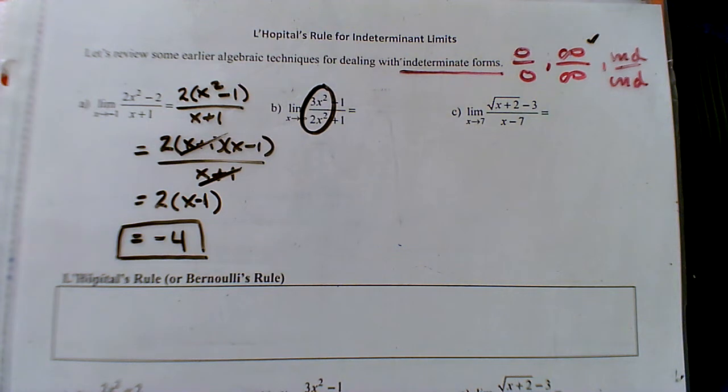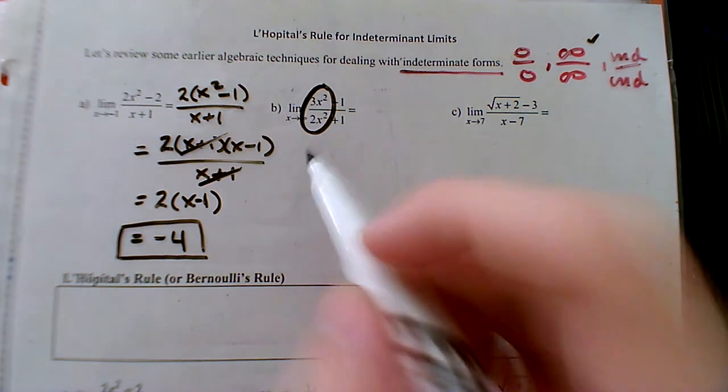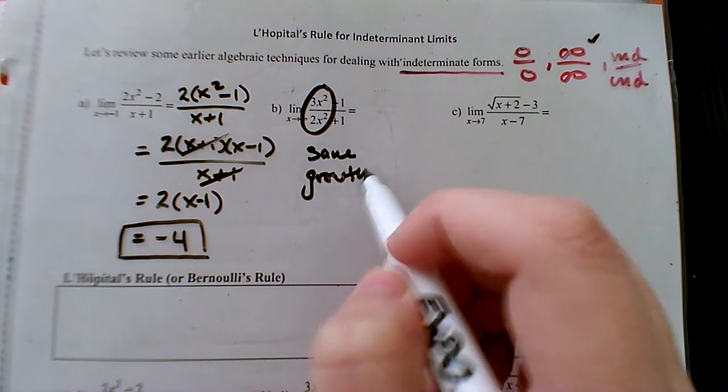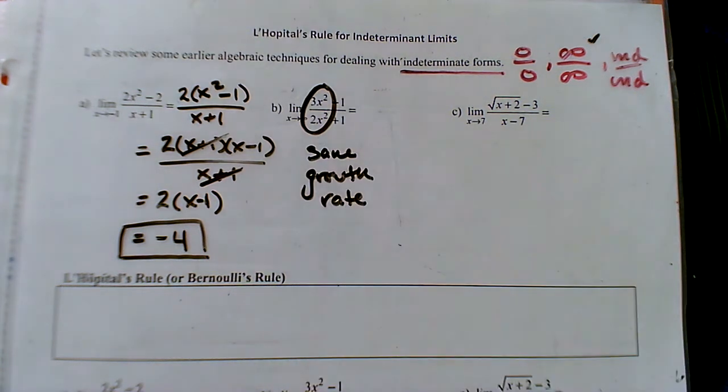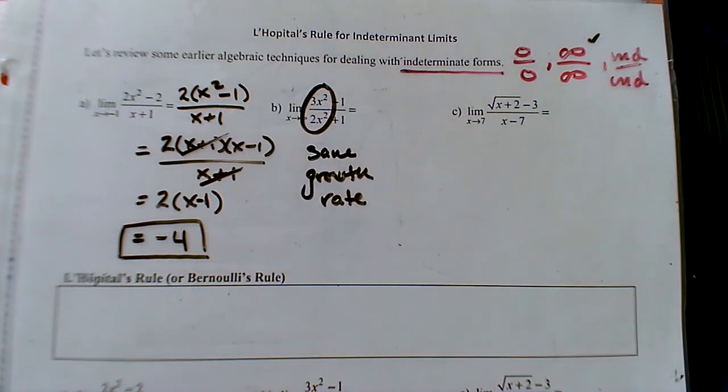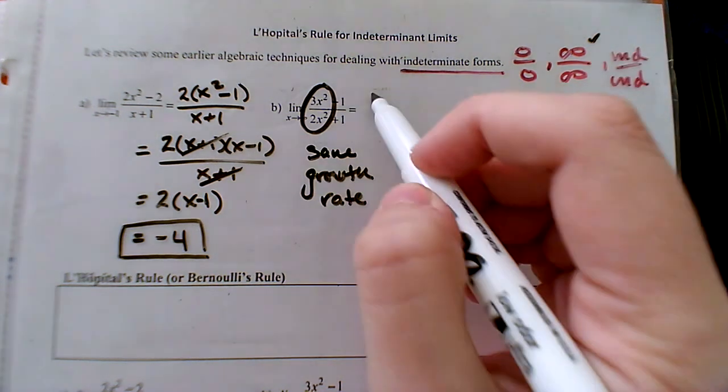Okay, we're looking at the powers though. So they're both x squareds, okay? So we have the same growth rate. Okay, the top degree and the bottom degree are the same growth rate. But notice how the top is being multiplied by 3, whereas the bottom is being multiplied by 2. If they're growing at the same rate, the top is always going to be times 3 and the bottom is always going to be times 2.